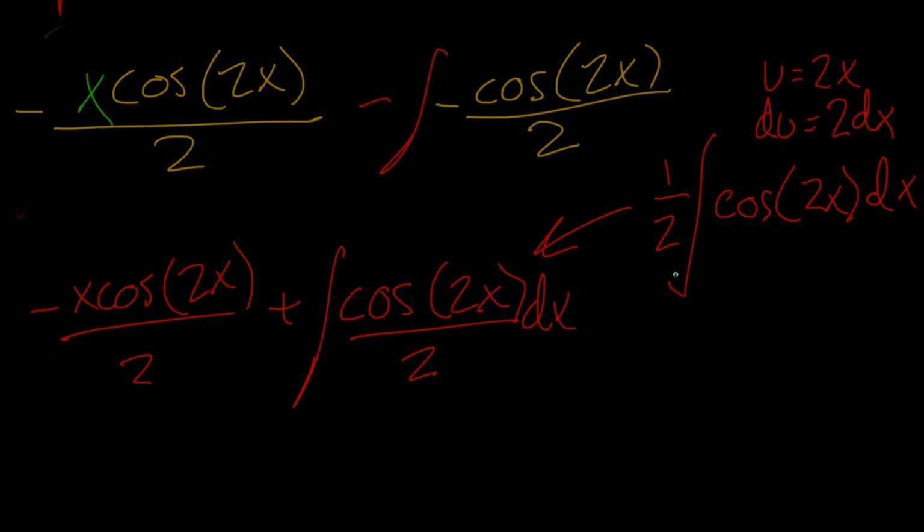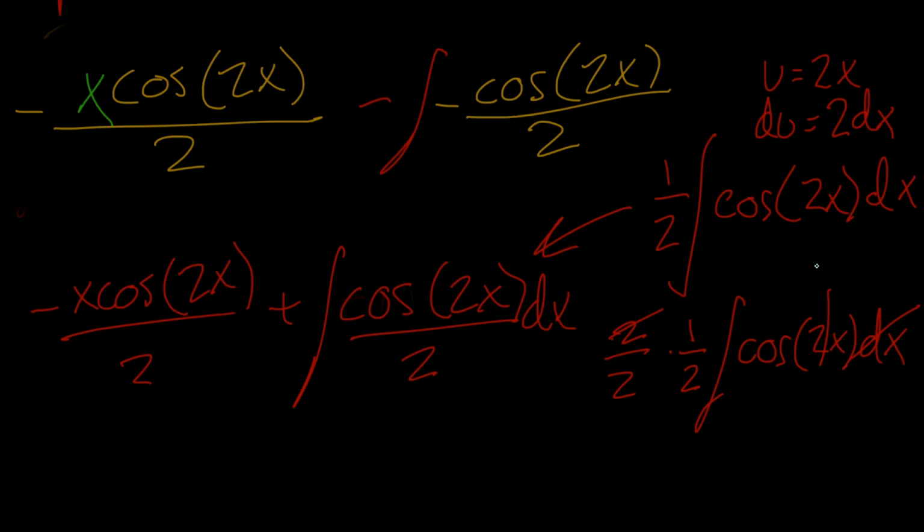And then I'm going to have to multiply again by a 2 over 2. So I have to multiply by 1 again. You get 2 over 2 times 1/2, times cosine of 2x dx. And that dx and that 2 give us a du, and then that 2x becomes a u. So we can rewrite this integral as 1/2 times 1/2, which is just 1/4, the integral of cosine u du.